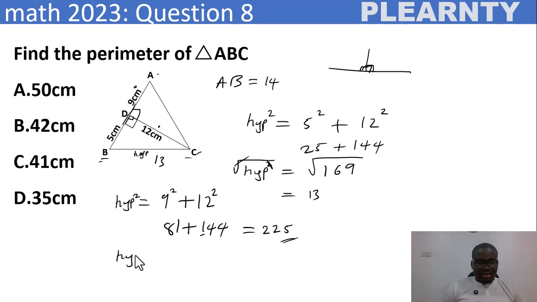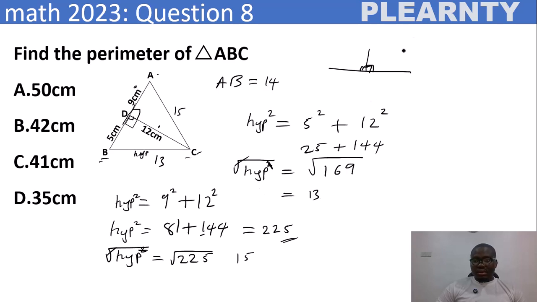hypotenuse square, in this case, is equal to 225. If you now square root both sides, that is square root to cancel square, so hypotenuse is equal to square root of 225, which is 15. So we have 13, we have 15, we have 14.